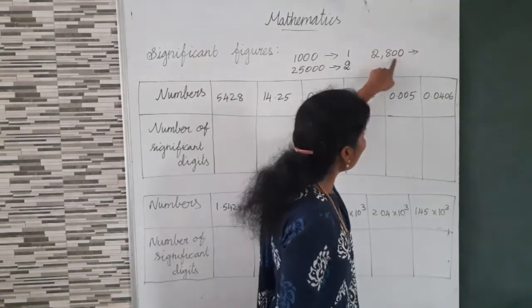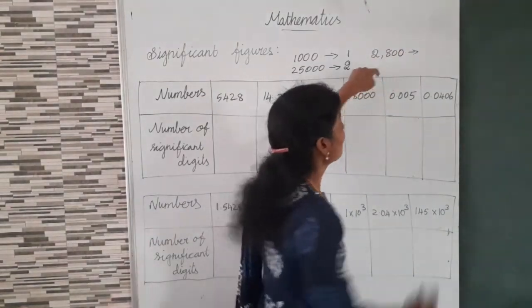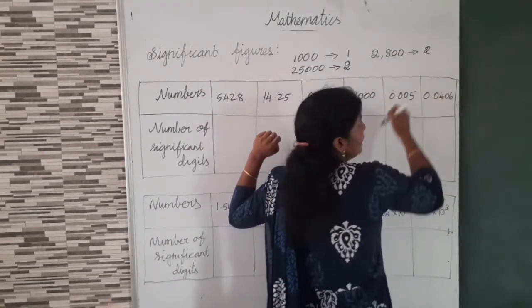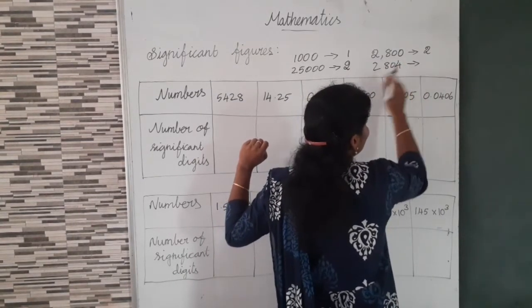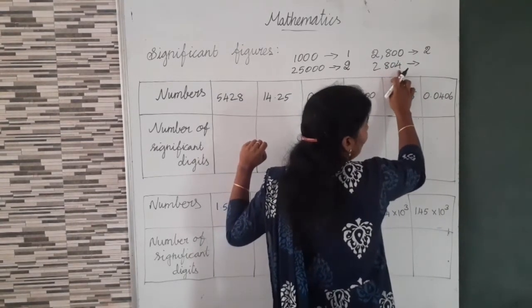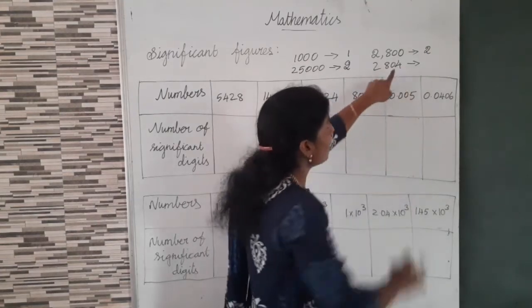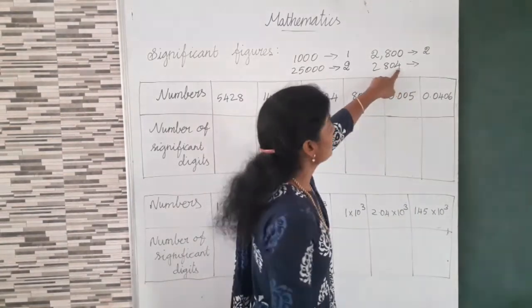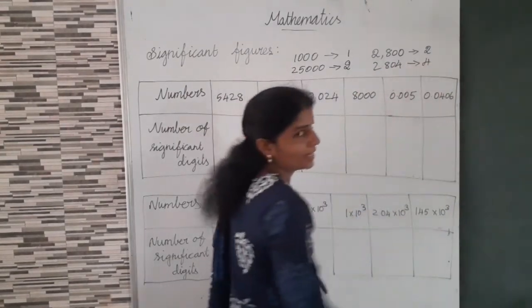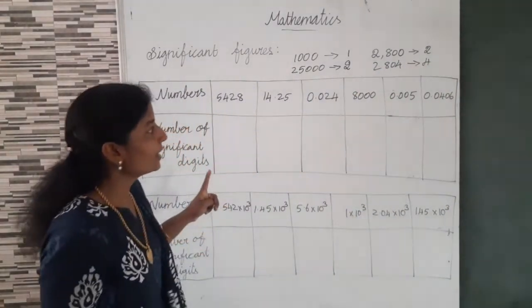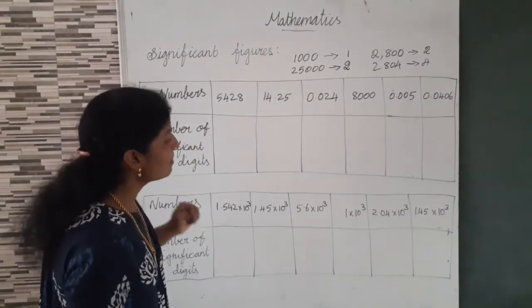So we can't add this 0. We have 2 significant digits. Suppose 2804 means how many digits here? 1, 2, 3, 4. Non-zero digit, then 0 digit after we have non-zero digit. So we can add 1, 2, 3, 4. 4 significant figures.